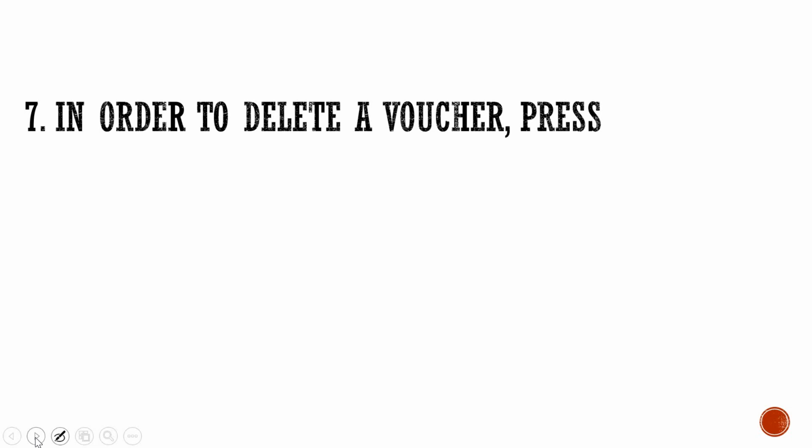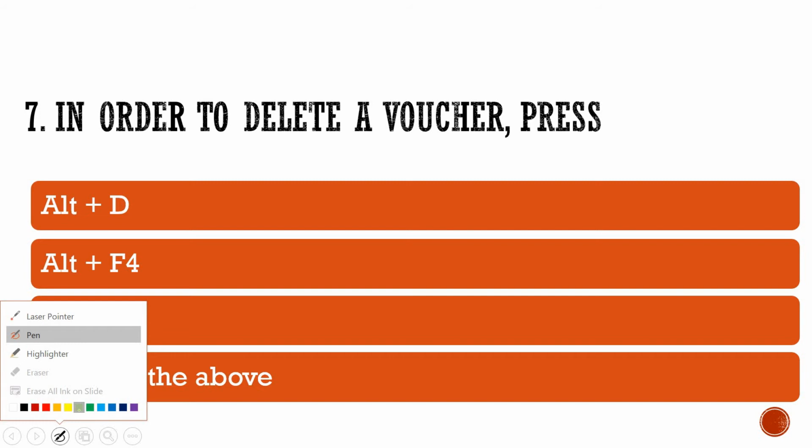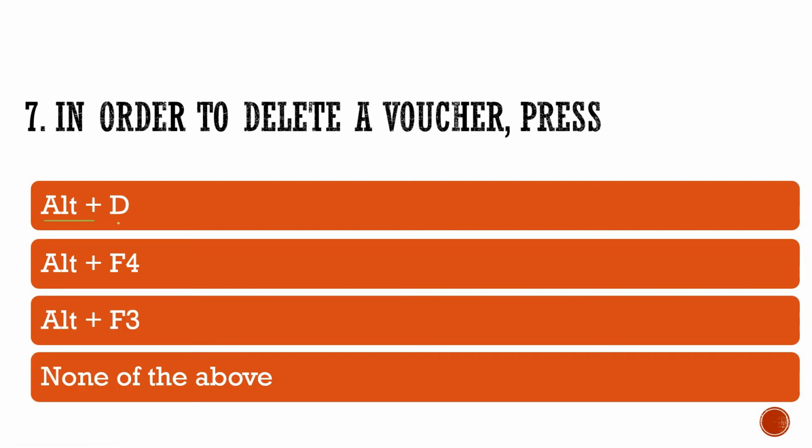Okay. Now next, in order to delete a voucher, press. Again, like for print, P was the shortcut key. For delete, my shortcut key will be D. So I will be using Alt plus D. If I have to delete any voucher, any payment voucher, receipt voucher, purchase or sales or journal, I will be using my key as Alt plus D.